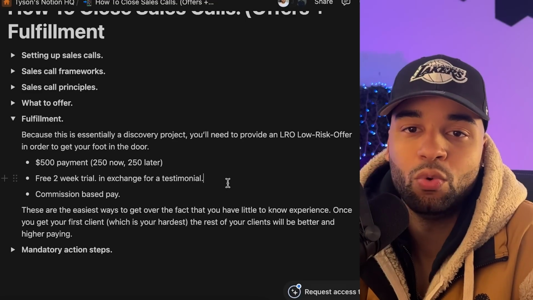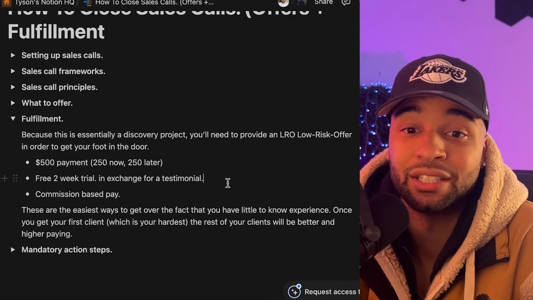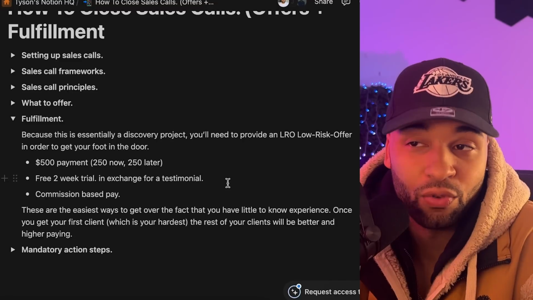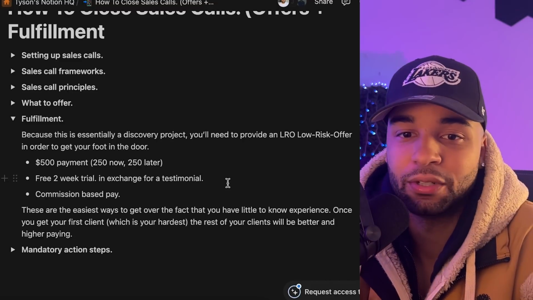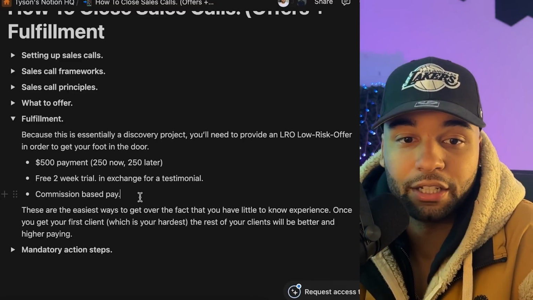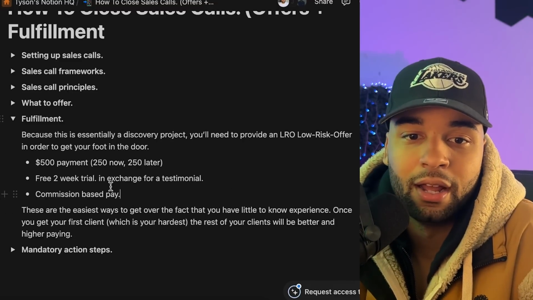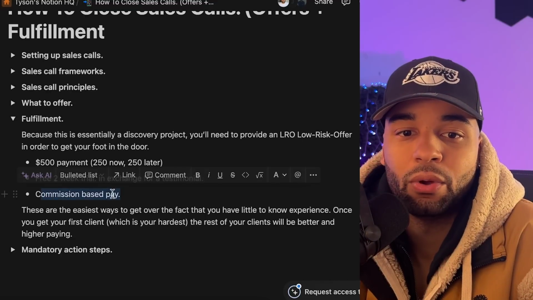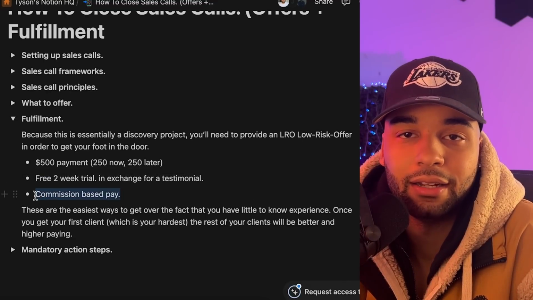And again, I really do want you guys to start working with clients as soon as possible before you're ready, before you feel like you're ready, because that is what's going to really get your head in the game. Next of all is commission-based pay, right? This isn't ideal either. People don't like doing this, as in clients don't really love doing this that much. But again, this is a low risk offer. This is just to get your foot in the door. These are not your ideal offers.